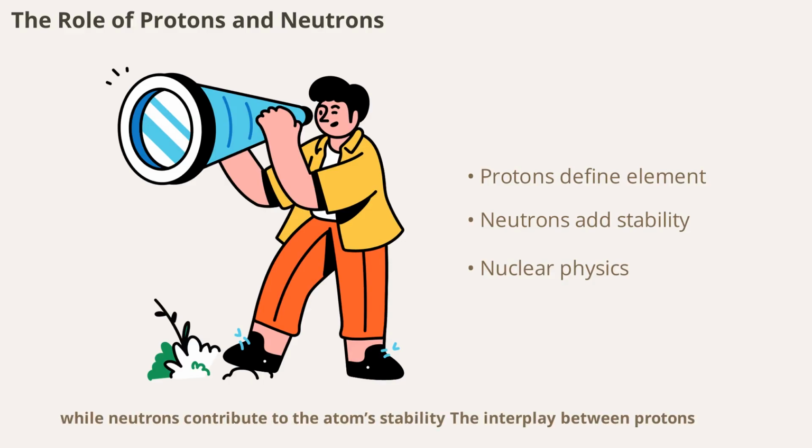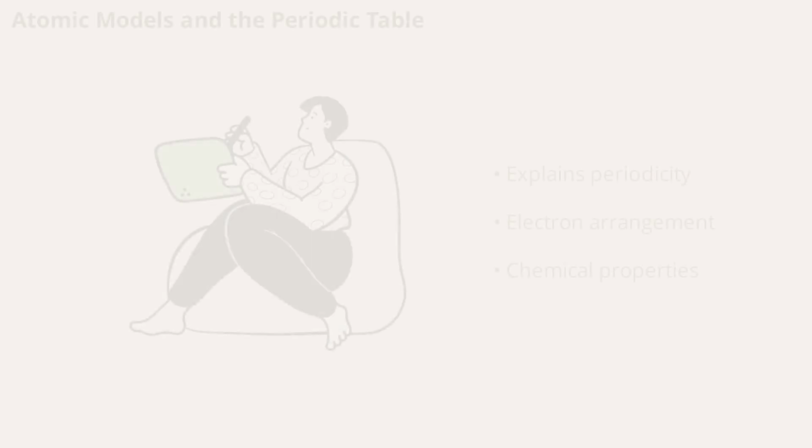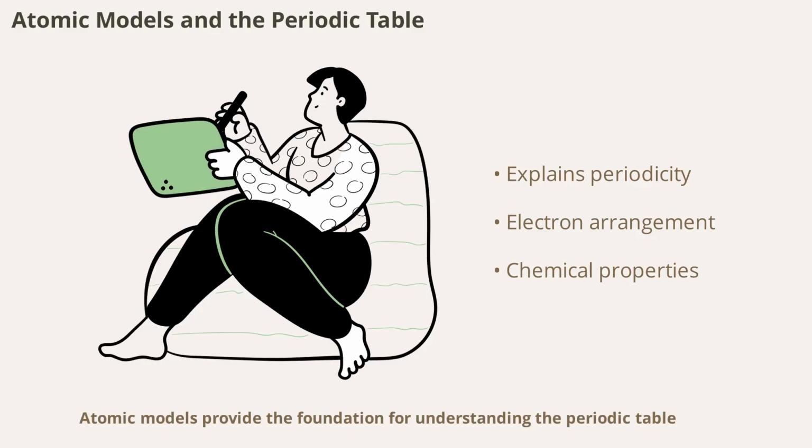The interplay between protons, neutrons, and electrons shapes the identity and properties of each atom. Understanding the nucleus is key to fields like nuclear physics and chemistry. Atomic models provide the foundation for understanding the periodic table.